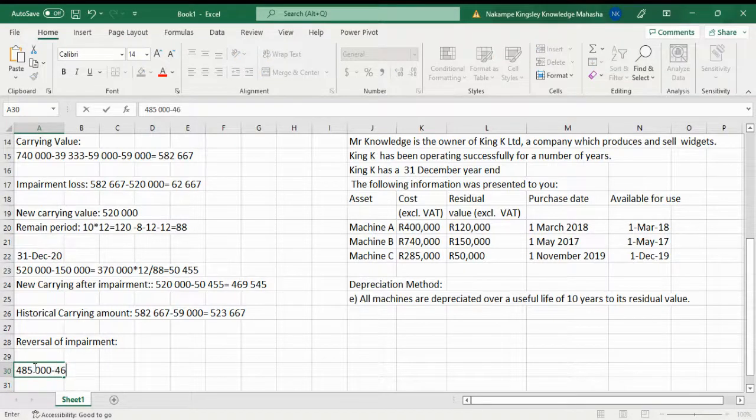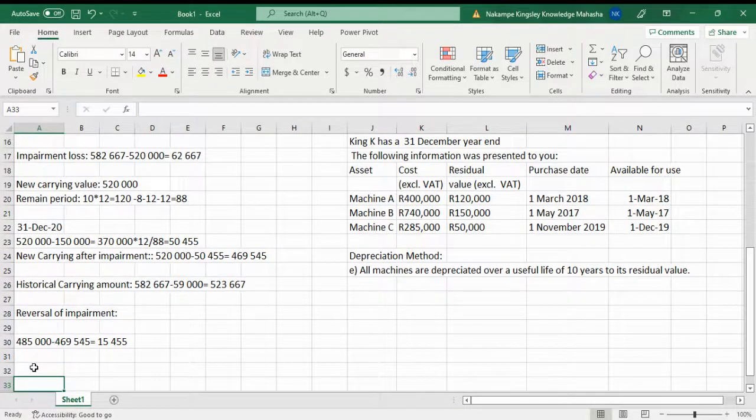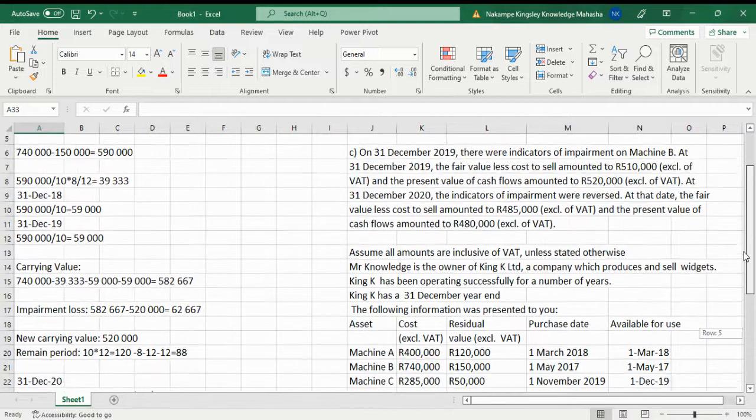485,000. We're going to subtract 469,545, and then we're going to get 485,000 minus 469,545. We're going to get 15,455. So that is how, guys, we do the reversal of impairment, right? That is how we do the reversal of impairment.